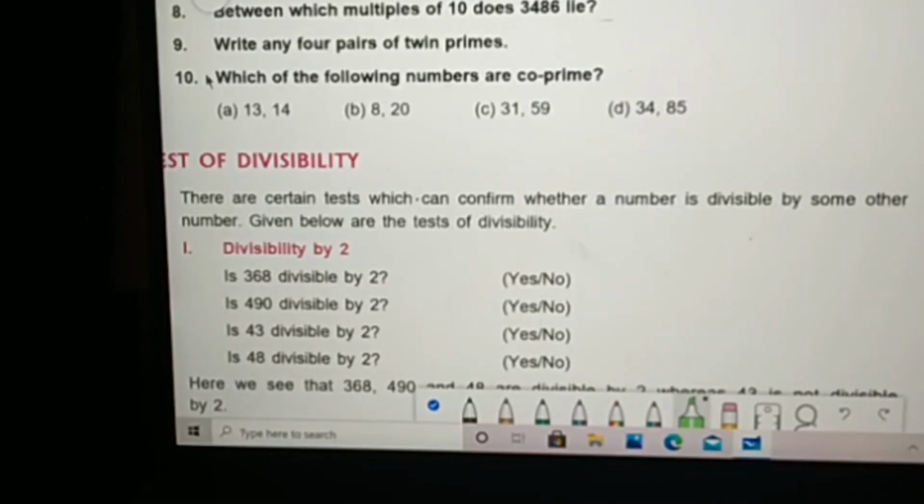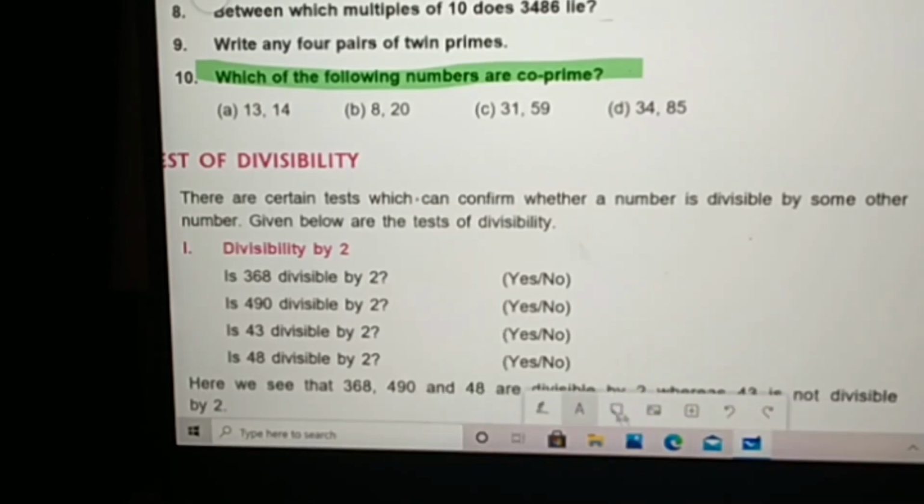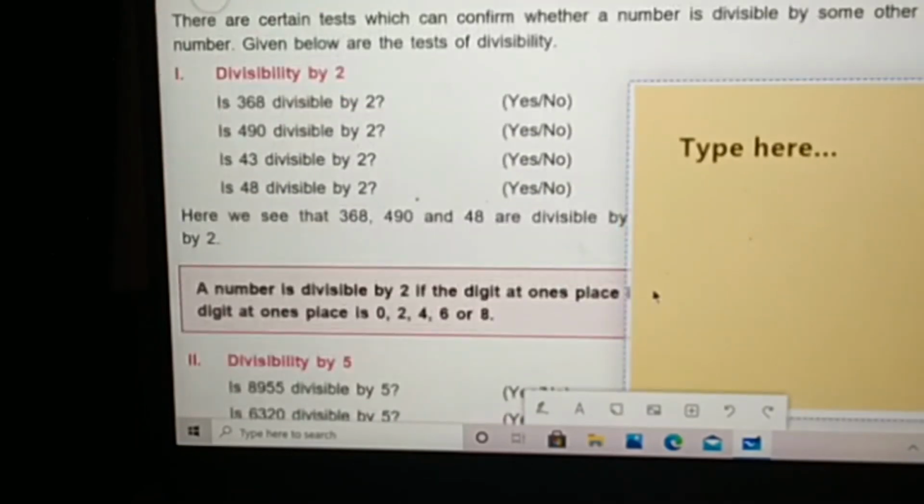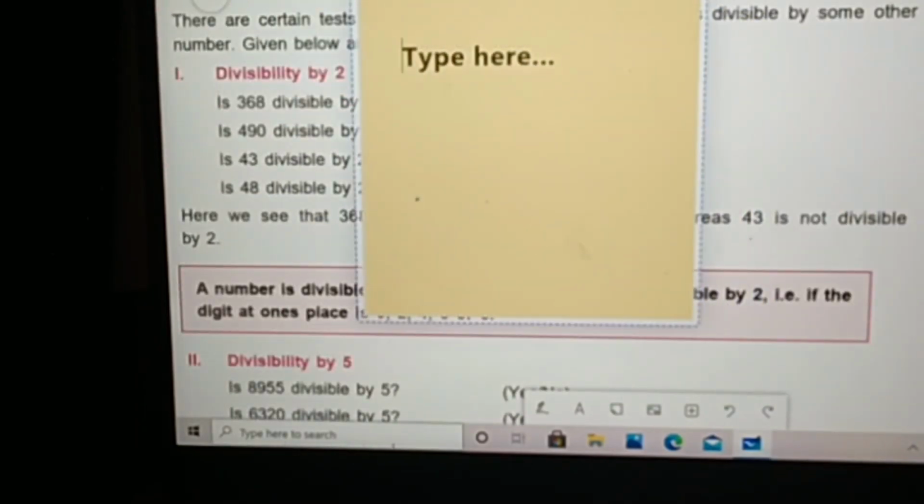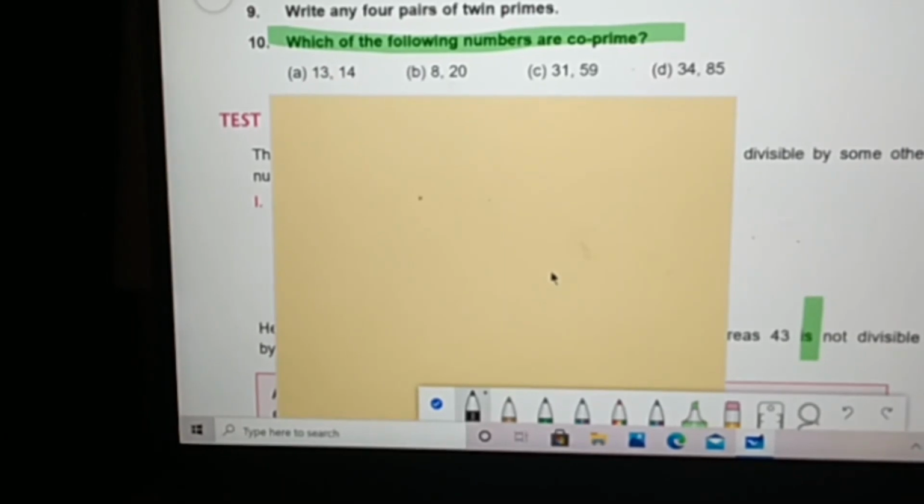Now we have question number 10. Which of the following numbers are co-prime? Now we have to see a number. So let's have a note. Let me remind you what is co-prime number. So do you remember what is co-prime number? Let me remind you, two numbers are co-prime when both numbers have only one common factor, that is 1. Both may be or may not be a prime number.